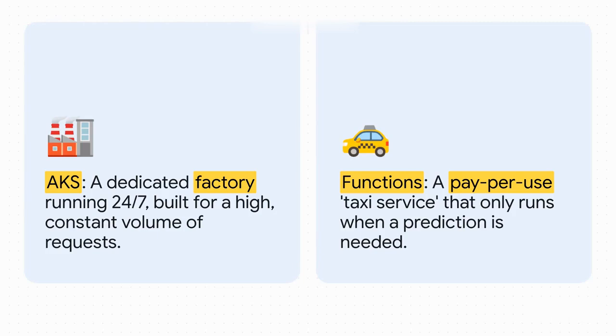And you've got choices for that engine. You could use something like Azure Kubernetes Service, or AKS. Think of this as a big, dedicated factory running 24/7, ready to handle a high, constant flow of prediction requests. Or you could use Azure Functions, which is more like a pay-per-use taxi service. It only spins up when a prediction is needed, which makes it really cost-effective for workloads that aren't constant.